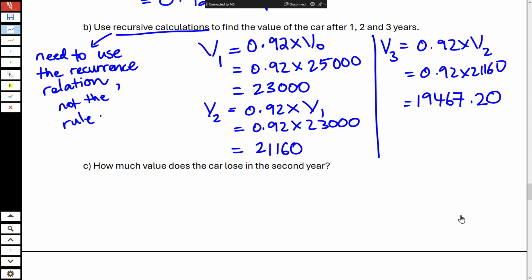Okay, part C. There are a few questions like this in the textbook. They don't just ask you to calculate the value after a certain amount of time has passed. They ask about what's happening in a particular time period. So we've calculated 3 numbers: after 1 year, after 2 years, and after 3 years. Have a think. In the second year, how much value have I lost?